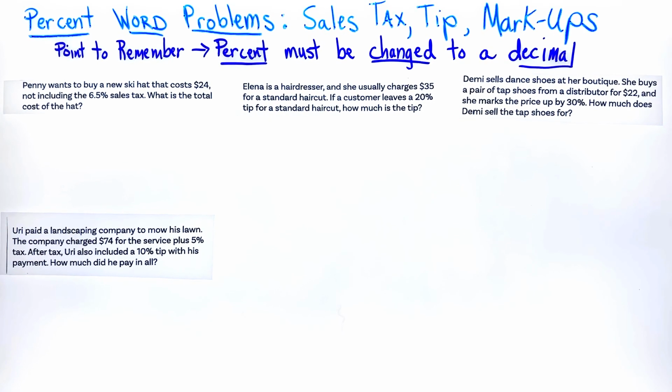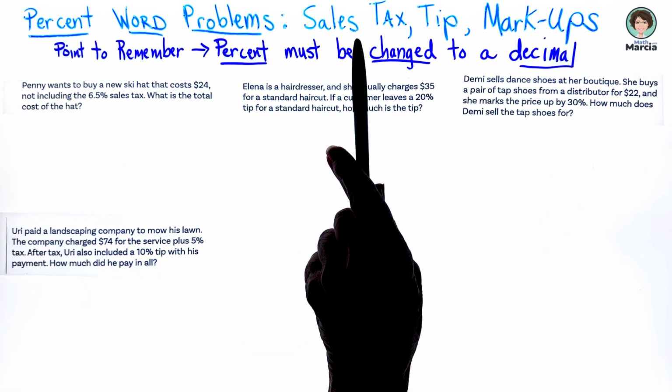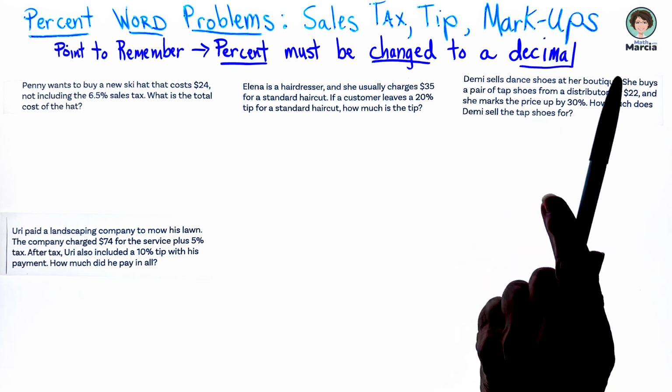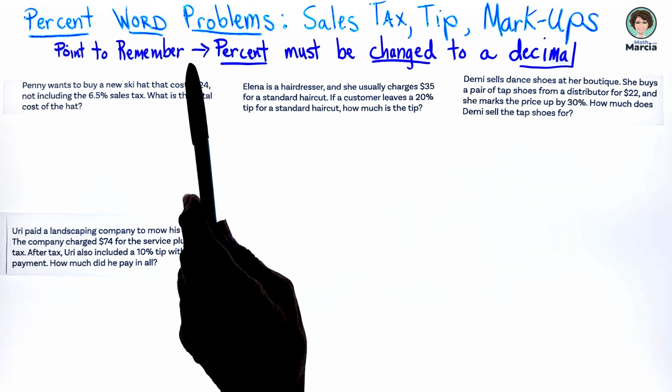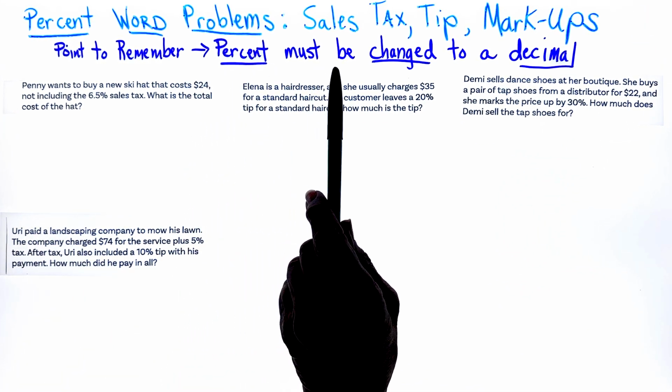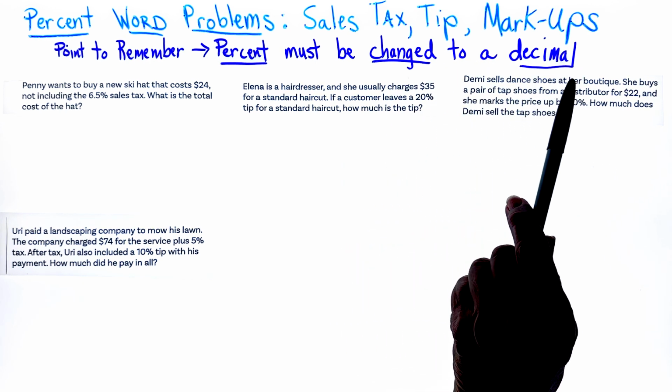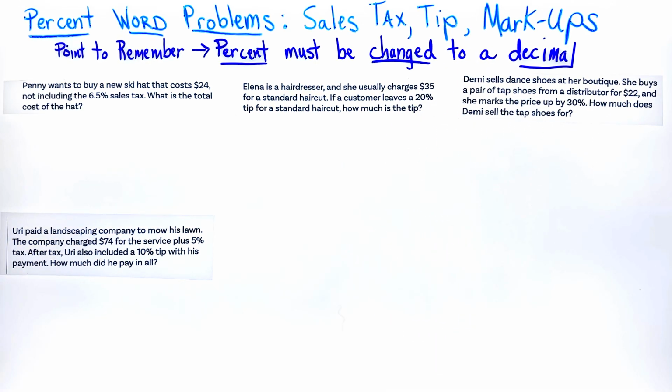For this lesson, we will be working with percent word problems. We'll be dealing with sales tax, tips, and markups. A very important point to remember is the percent must be changed to a decimal. All right, so let's see what kind of problems we have in store for us today.